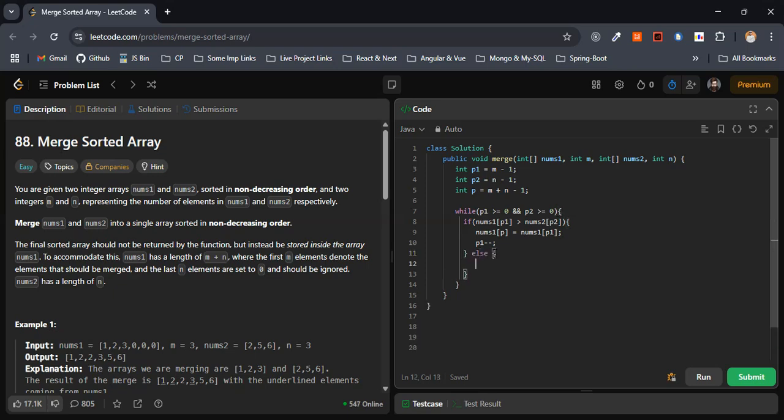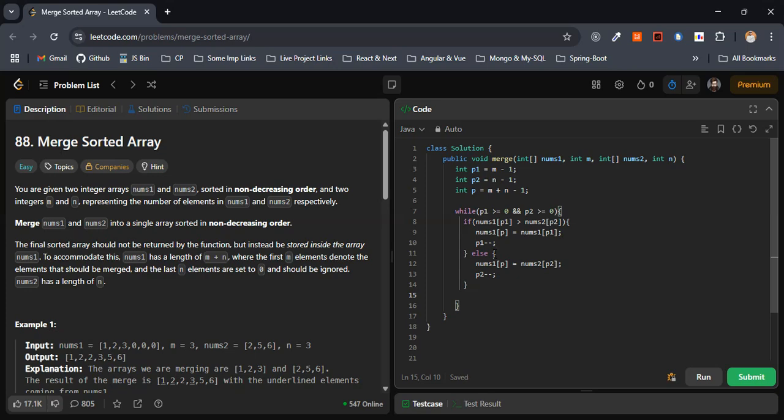Next we have to put the larger element from nums2. For that we can articulate it in the form of code in this way. This will be nums1 of p equals nums2 of p2. This is fine. So let's decrement p2 as well in this case. I hope this part is completely clear.